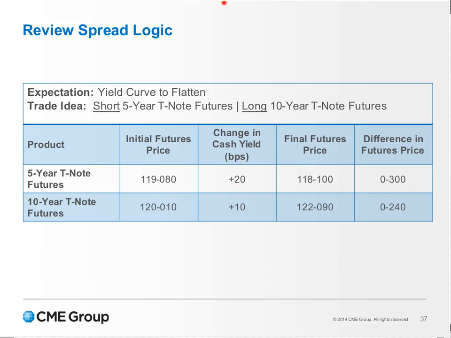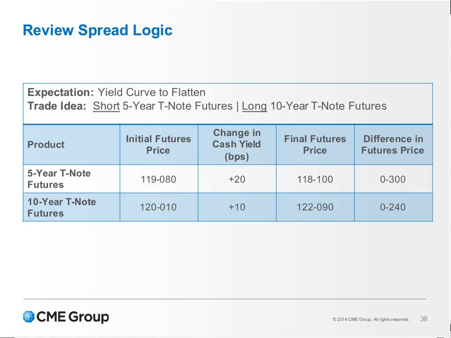Now, if you expect the yield curve to flatten, you can sell the spread by going short the 5-year note and going long the 10-year note futures, because the 5-year note futures price will fall more than the 10-year note futures price. The short position in the 5-year note futures will gain more than the long position in the 10-year note futures will lose. So this is spreading these markets when you're doing it in equal amounts.